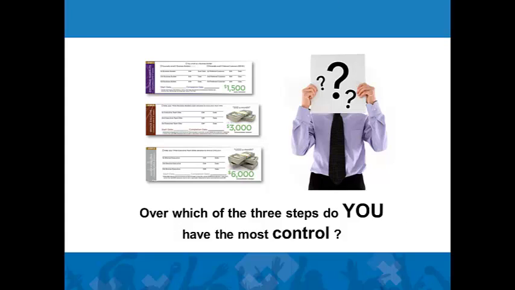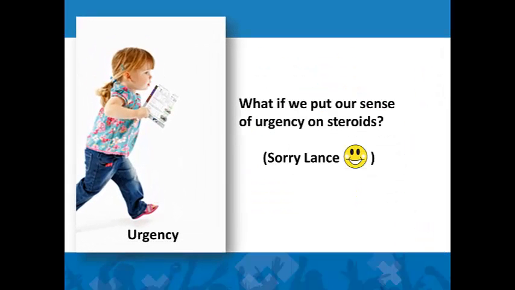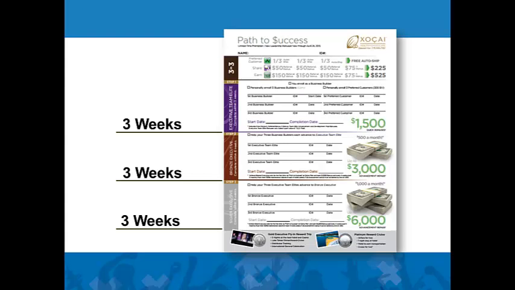So let me ask you a question. Over which of the 3 steps, the 3 phases, do you have the most control? Of course, it's you going Team Elite because you're the only person involved in that. So the faster you do that, the better. You've got 3 weeks, but do you need to take 3 weeks? Heck no. What if we put our sense of urgency on steroids? And what if instead of going Team Elite in 3 weeks, we went Team Elite in 1 week? What would happen to the rest of the process? Well, you'd have more time. You'd have 4 weeks to go bronze and 4 weeks to go silver.